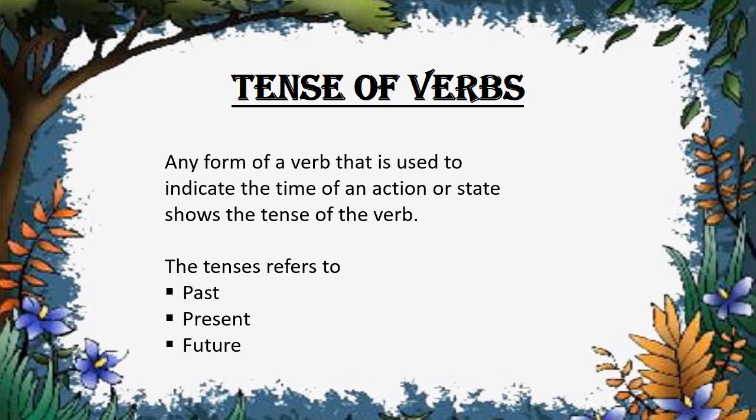Any form among these three that is used to indicate the time of an action, the time in which an action takes place, or the state of an action. State means the temporary situation, the current situation. If it is used to indicate that, then that is called the tense of verb.